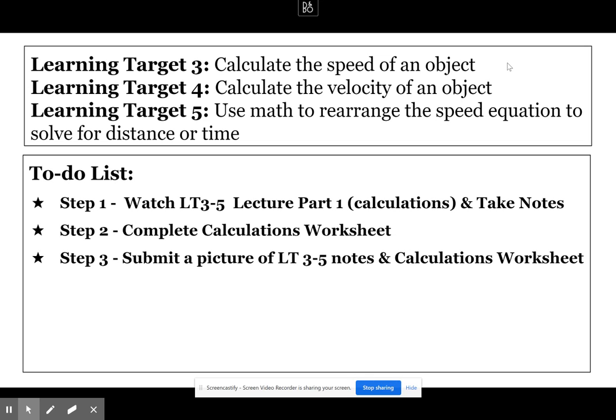And then step 3 is to submit a picture of your learning target 3 through 5 notes. You are not submitting the calculations worksheet yet. You're going to submit that on Friday.